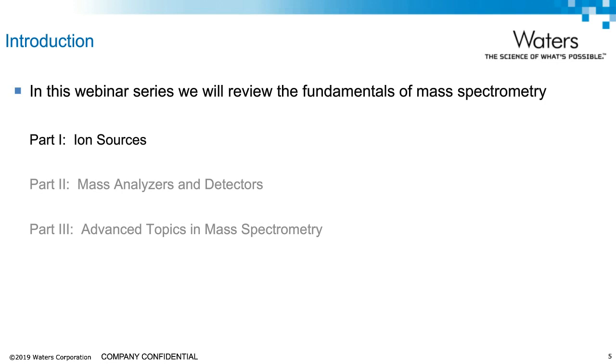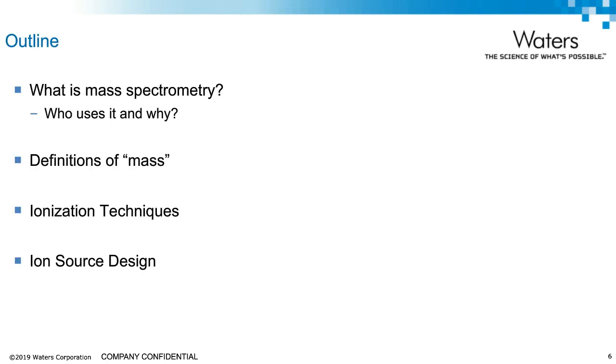We will start with a review of who uses mass spectrometry in analytical laboratories. We'll look at some definitions of mass. We'll then discuss a number of ionization techniques in use today, and we'll conclude with a look at how ion sources are designed.